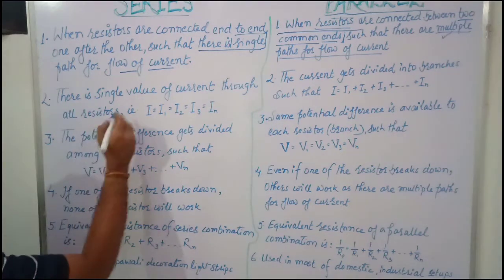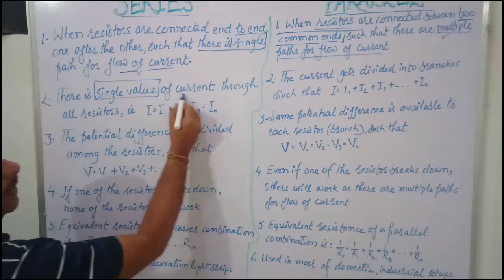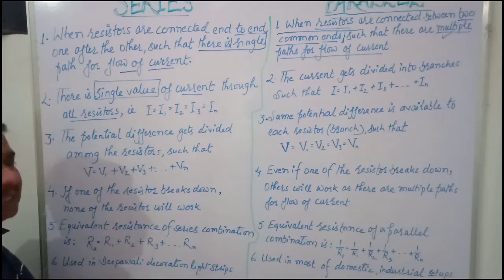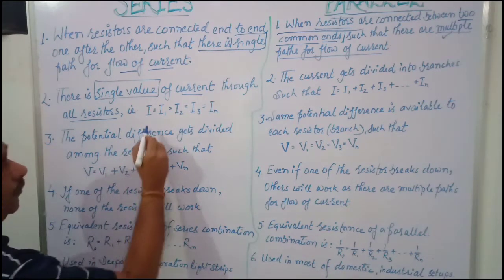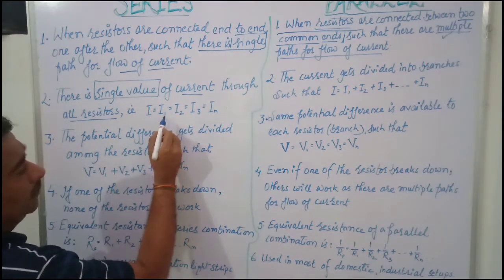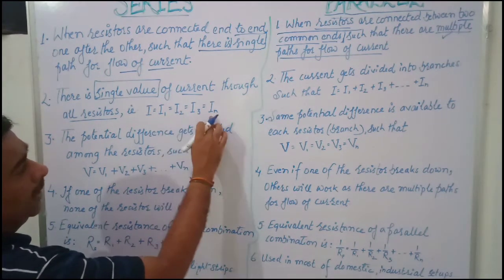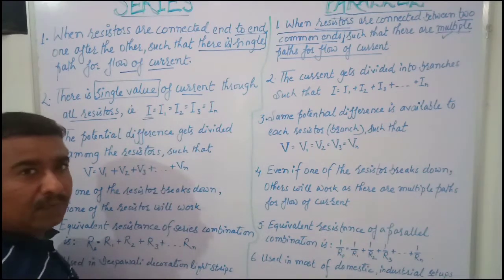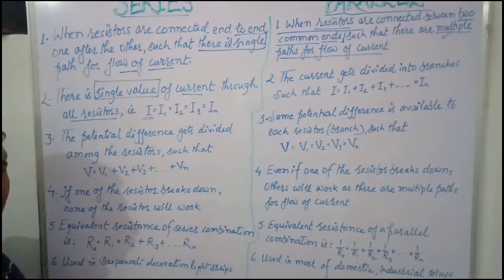Now in series combination, there is a single value of current. That means the same amount of current flows through all the resistors in case of series combination, such that I, the amount of current which is flowing, is equal to I1, which is the current flowing through resistor 1, I2, the current through resistor 2, and if there are n number of resistors, the same amount of current will flow through each and every resistor. So there is only a single value of current through the series combination.